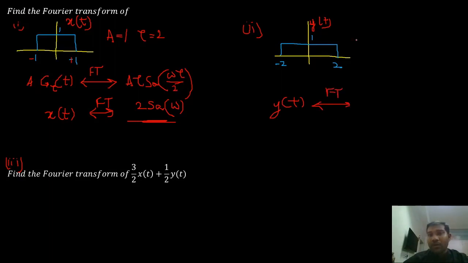The amplitude here is 1, and the width tau is from -2 to +2, that is 4. So a is equal to 1 and tau is equal to 4. So a into tau, 4 Sa of omega. Tau is 4, so 4 by 2 is 2. So I can write it as Sa of 2 omega, right?